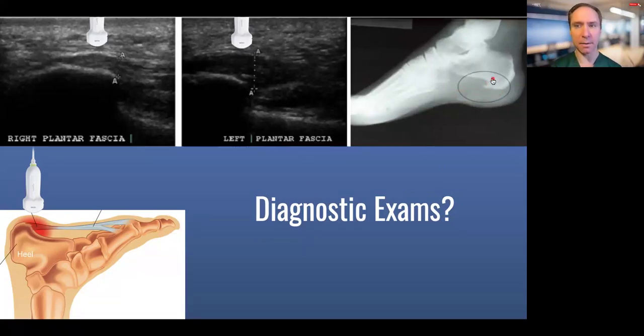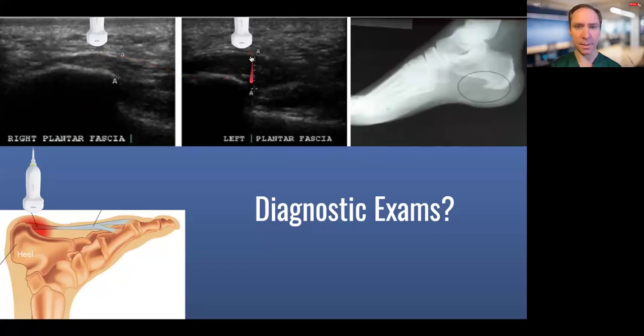I find a much better exam is with a diagnostic ultrasound. So here you can see the ultrasound probe. Here you can see the plantar fascia. And here's going to be looking at the thickness. So if you look at this picture up here, here's the probe, here's the fascia. You can see it's not that thick. Usually for a female, it's about 3 millimeters. For a man, it's about 4 millimeters.